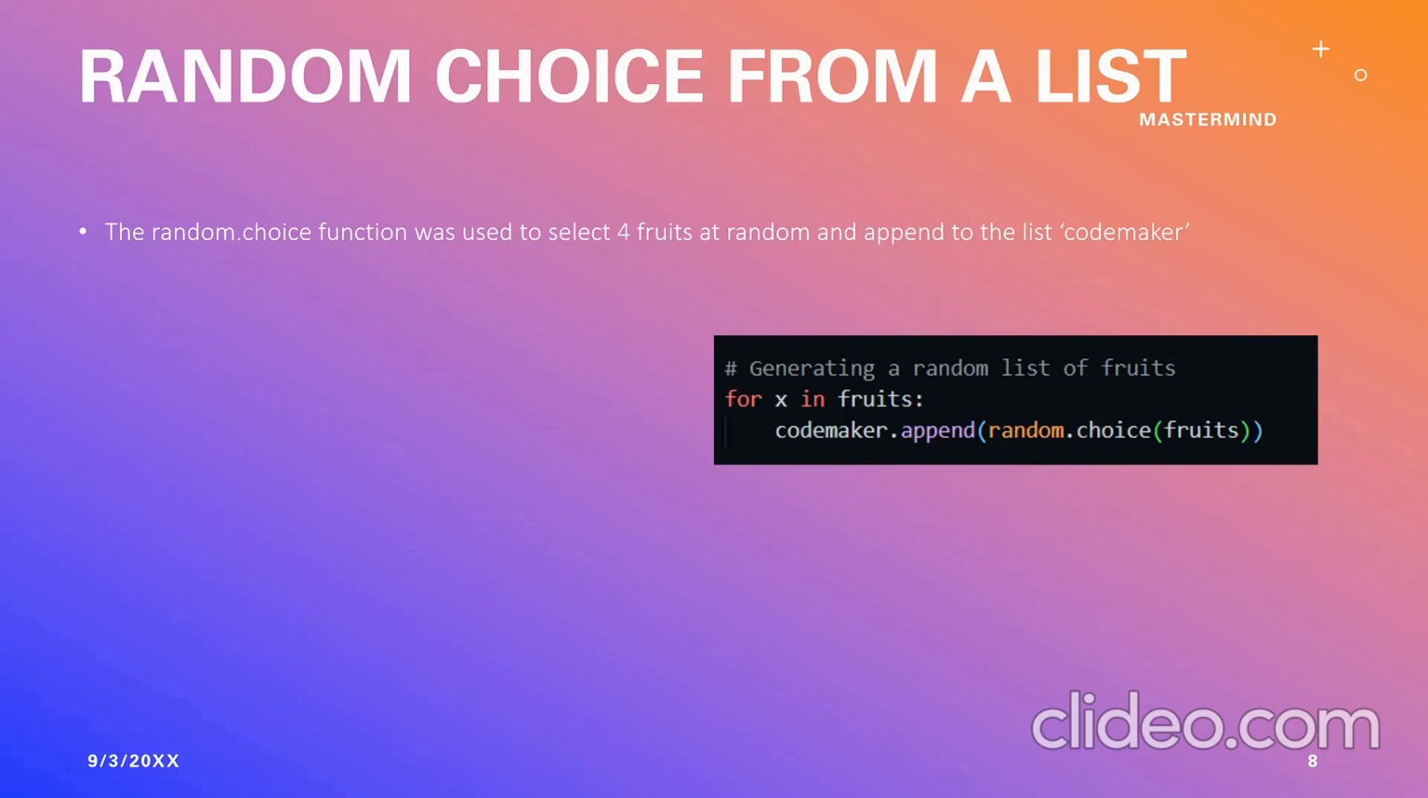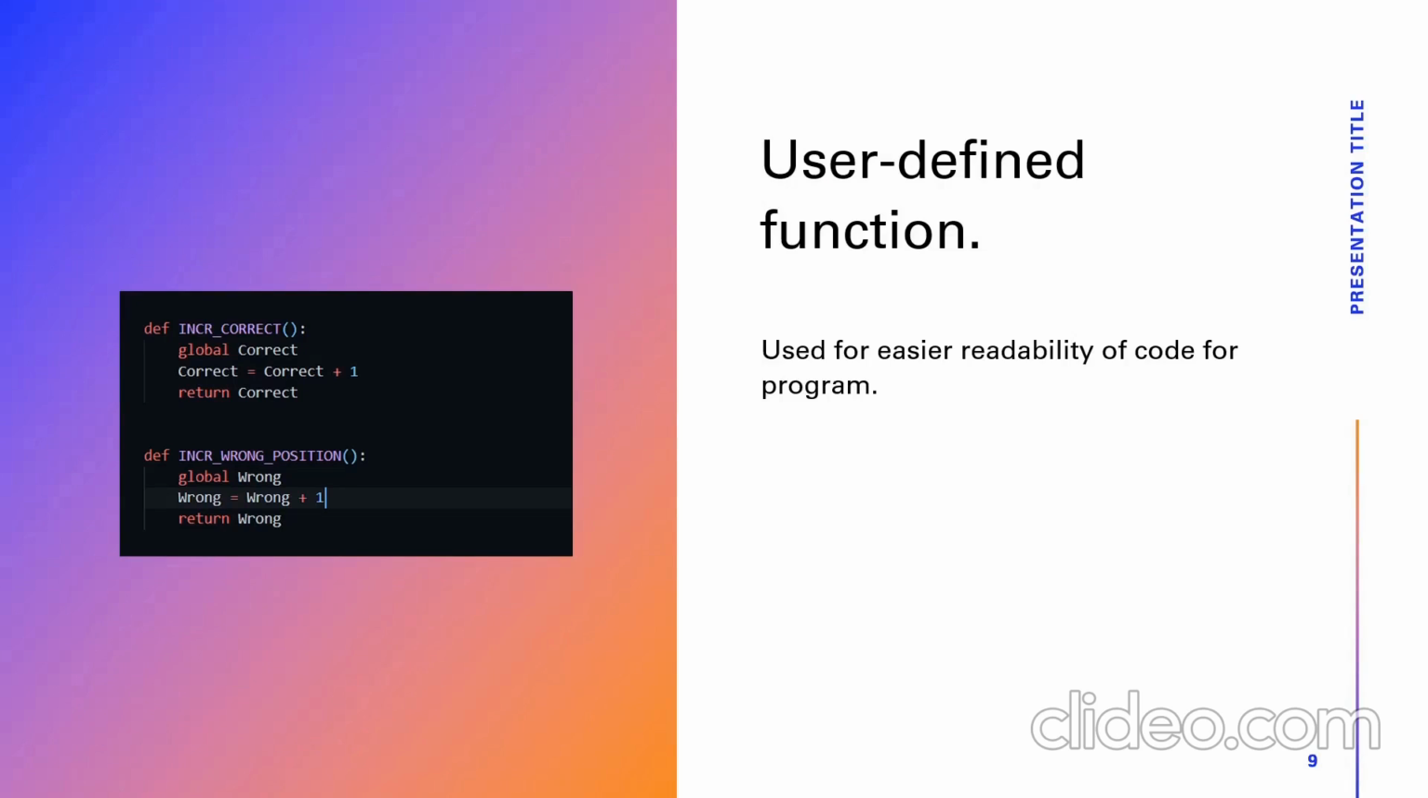The rand function, the random choice from a list. This technique is done through the function random choice. Once it is added to the list, it will append the randomly chosen selections into this new list. User-defined functions. In this program, I have created a function for the counter, because it was to enhance readability of the code.